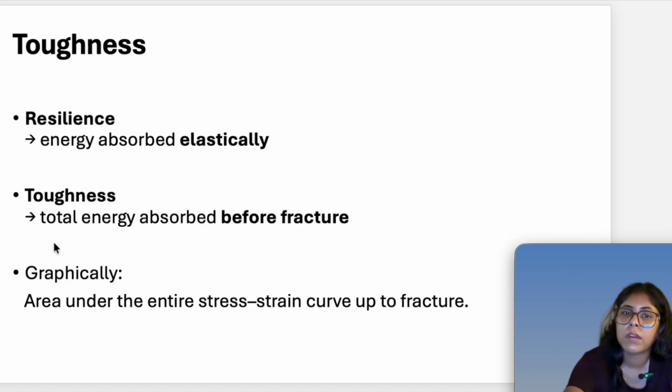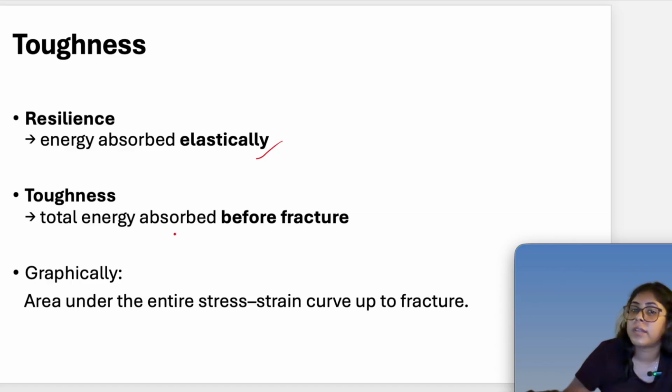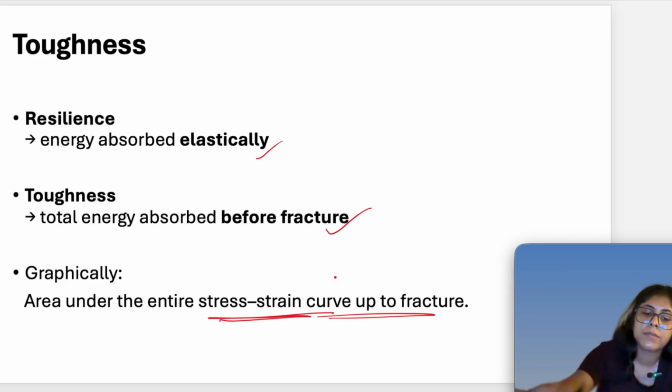Now we have toughness. Resilience is the energy absorbed elastically, and toughness is the total energy absorbed before fracture. Graphically it will be the entire area under the stress strain curve up to the fracture, right?